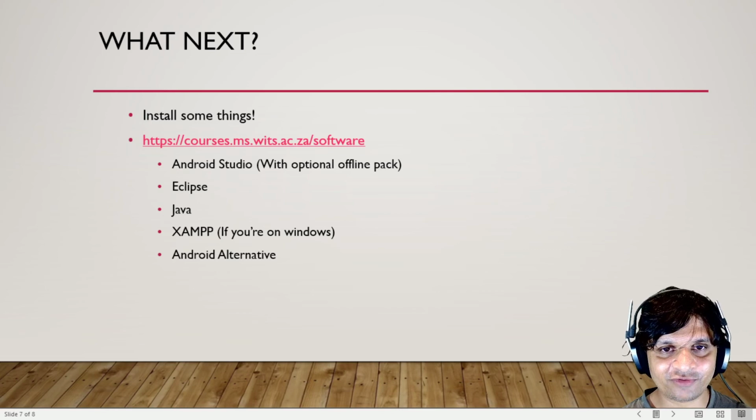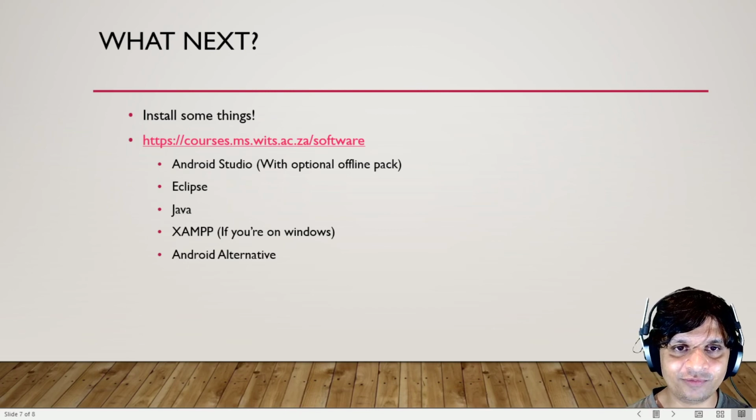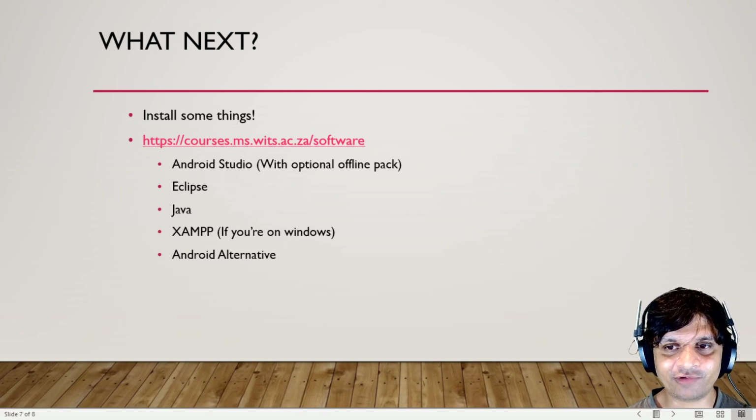Another thing you want to install is Android Studio with the optional offline pack. Android Studio is huge, and when it's running, it actually downloads a ton of stuff when you compile your programs. If you get the offline pack, all of that stuff's included, but it is huge. Otherwise, if data is not a problem, you can just not download the offline pack, and as you're using Android Studio, it will download things.